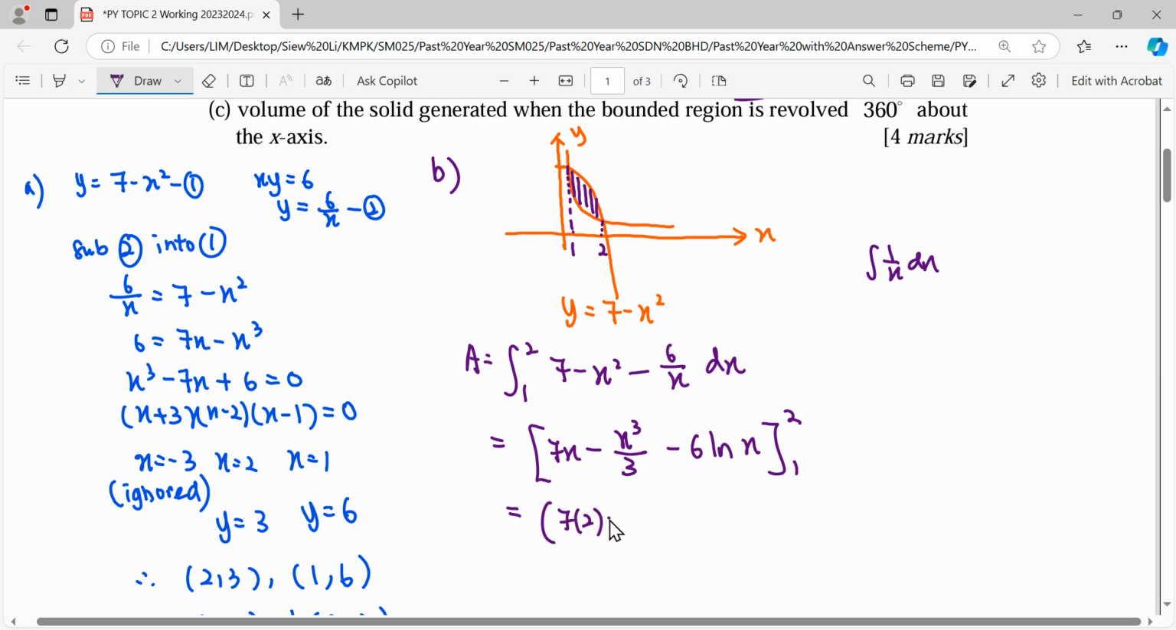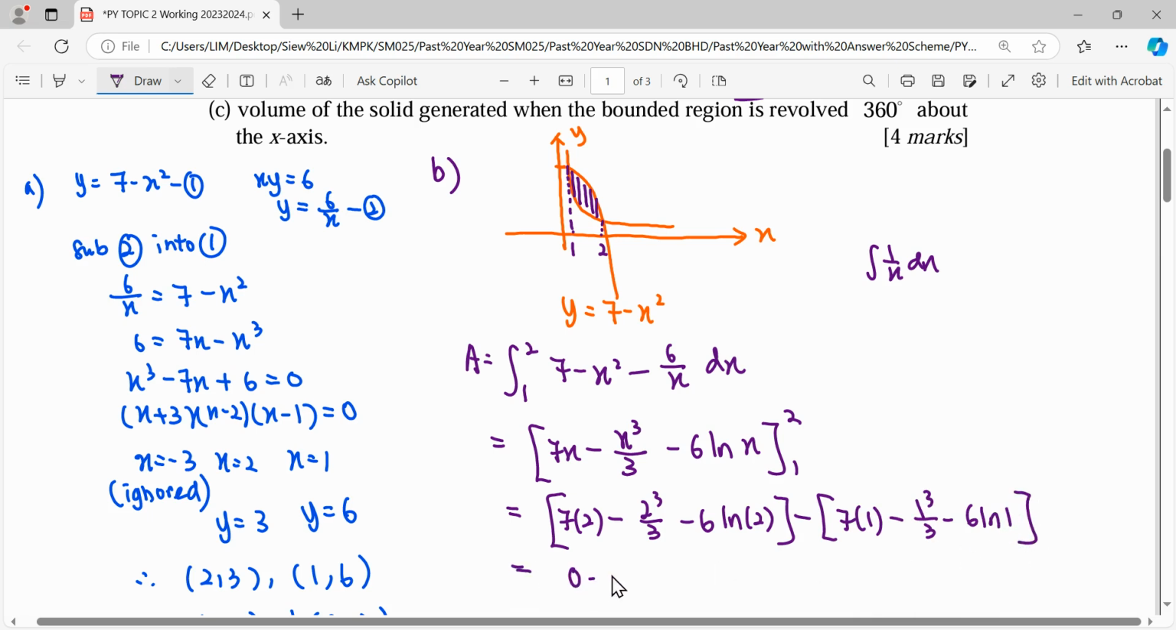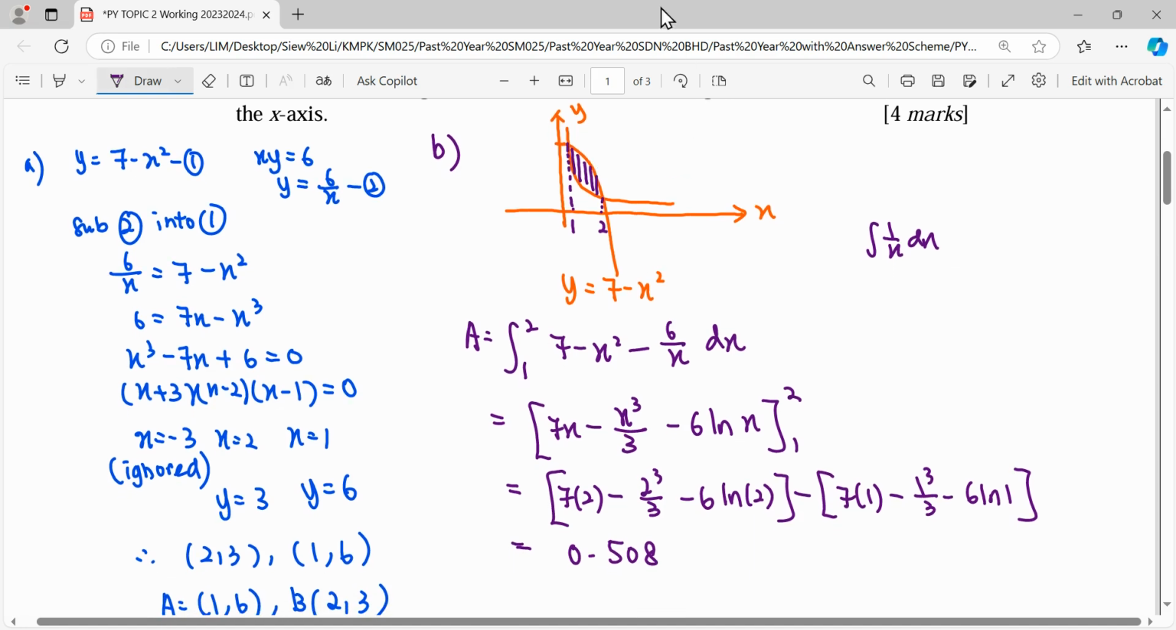So we perform the step, we write it again. So this is for the upper limit minus the lower limit. Then you can press your calculator. We get this answer to 3 significant figures, or you can give more than that.